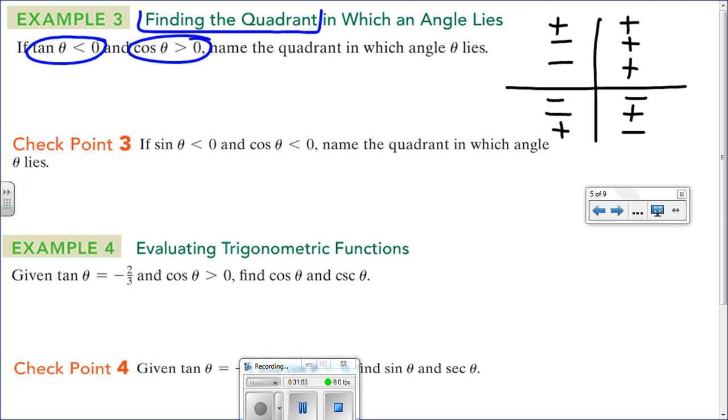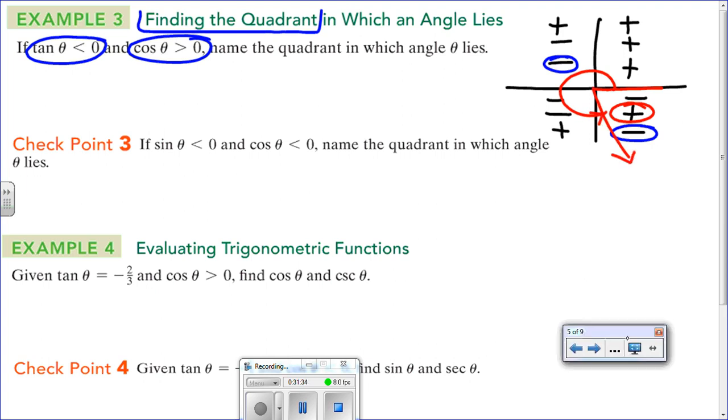Now let's see what they're asking us to do. The tangent is negative. Where is the tangent negative? In quadrants 2 and 4. But out of those two, where is the cosine positive? Only quadrant 4. So that's the one we need. So that means we're going to have some angle that goes from here somewhere over here. Okay, let's do the next one.